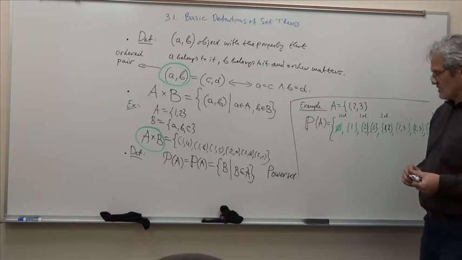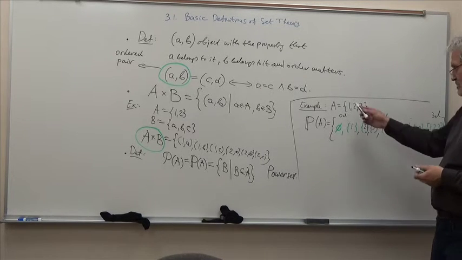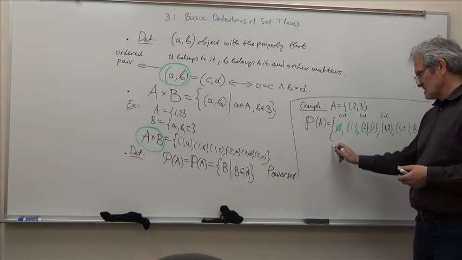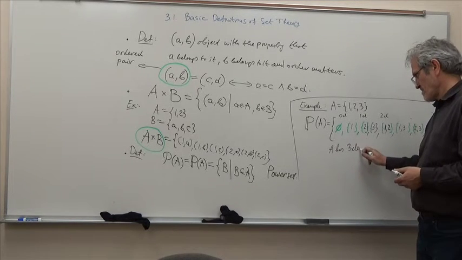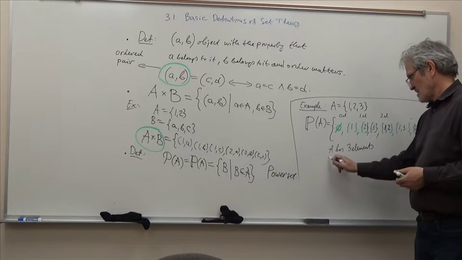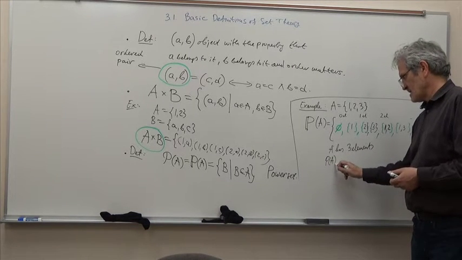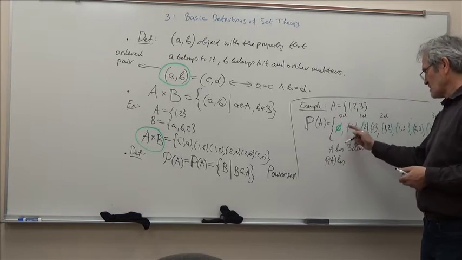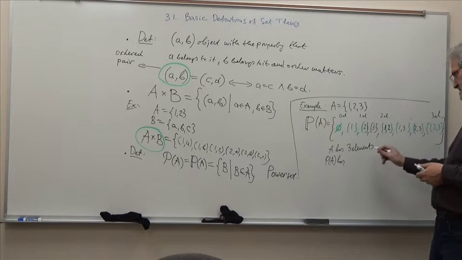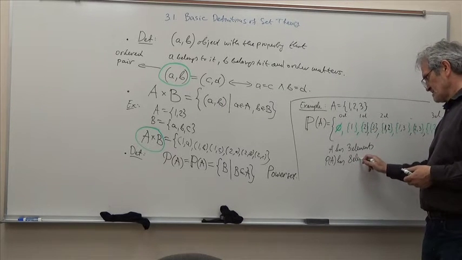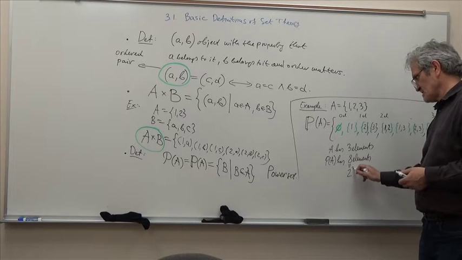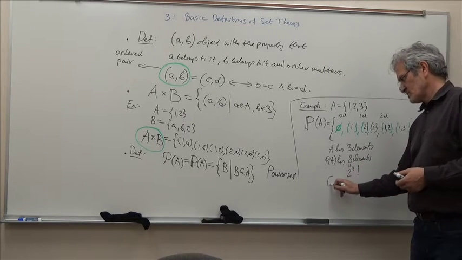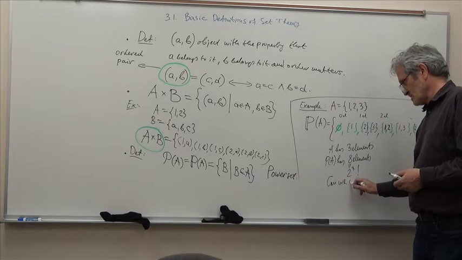And then you can notice one thing. A has 3 elements. The power set of A has, if you count 1, 2, 3, 4, 5, 6, 7, 8 elements, which is 2 to the 3rd. Can we make a rule? Can we guess a rule?